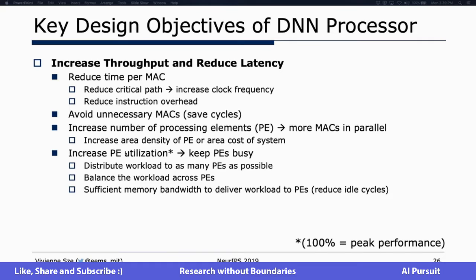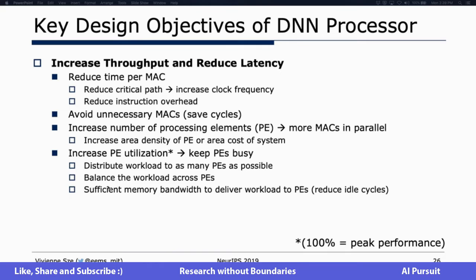First, we want to reduce the time per multiply and accumulate, or MAC. This could be what we call reducing the critical path of the circuit, or in other words, running at a higher clock frequency, making higher clock frequencies possible. In the case of more programmable solutions, we want to reduce the instruction overhead, so the number of instructions you have to issue to perform that multiply and accumulate. The instruction issues can be very expensive. You can reduce that. That would be better.